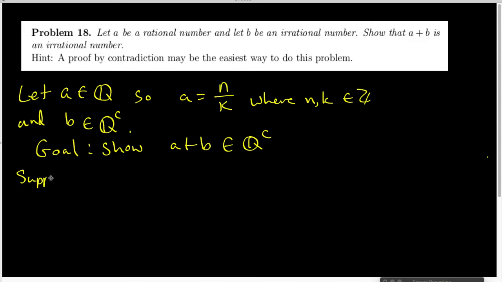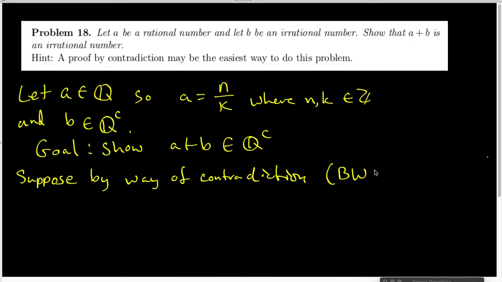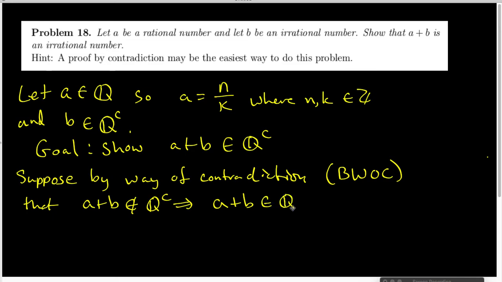So we're going to start out by saying, suppose, by way of contradiction, and in future videos I will abbreviate that by BWOC, by way of contradiction. It's often actually pronounced BWOC. So suppose, by way of contradiction, that a plus b is not irrational. Well, that means that we are assuming that a plus b is rational.